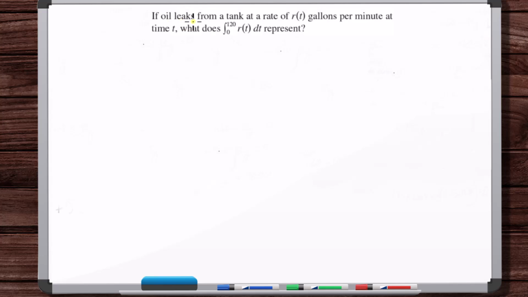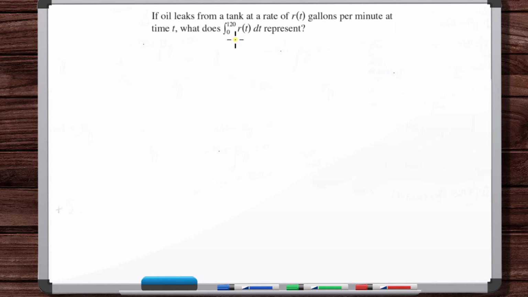Okay, so let's look at the first example. If oil leaks from a tank at a rate of R of t gallons per minute at time t, what does the definite integral of this function from 0 to 120 minutes represent? Okay, so we want to evaluate a definite integral. The definite integral is of a rate function. So it's the change in some quantity with respect to time.